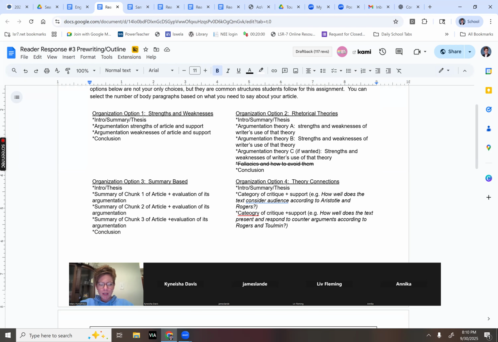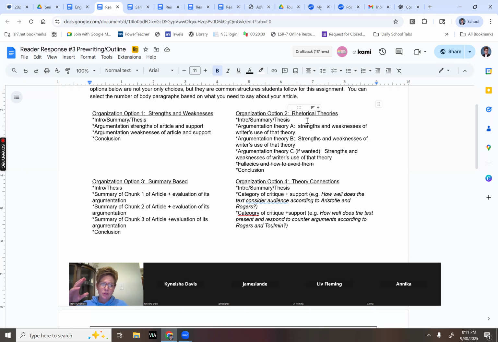Organization option 1 divides it into strengths and weaknesses. That would mean you're starting with your intro, summary, thesis in the first paragraph. Then argumentation, strengths of article and support, argumentation, weaknesses. Now within here though, remember, you've got to talk about Aristotle, Rogers, Toulmin. You have to talk about at least 2 of those. Or over here, I'm not going to lie, this is just my preferred. If I were writing this paper, I would choose option 2, but that does not mean you have to. It's just how my brain thinks.